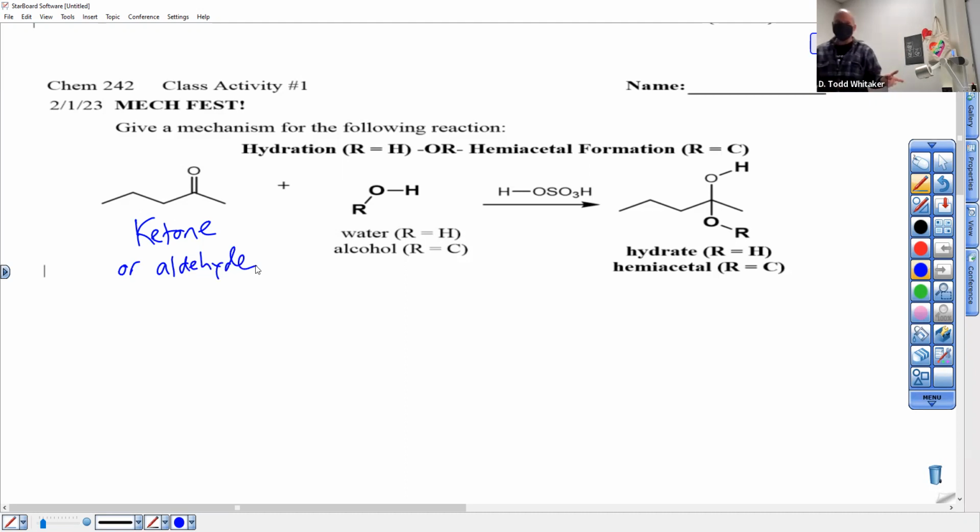From now on, this chapter, when I want to say it could be an aldehyde or ketone, I'm just going to write this. Watch. Ald/ket. Okay? Same chemistry exactly. And this would be water if this R group was a hydrogen, and this would be an alcohol if the R group is carbon. Same mechanism, but we do two different things.